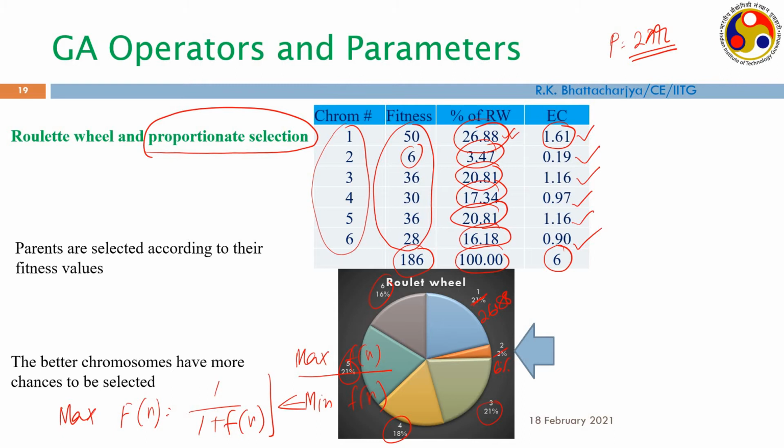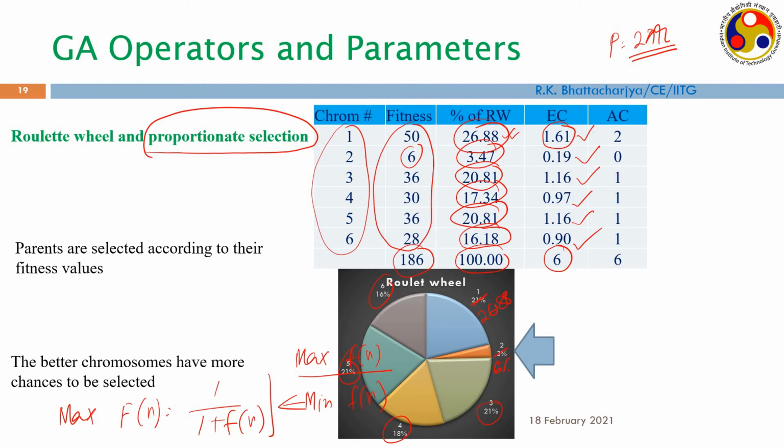So what I am doing is calculating the expected count based on their fitness value. The expected count of the first solution is 1.61. How am I getting it? I am getting this 1.61 from 26.88% of 6. Now this is the expected count, but you cannot select 1.61 solutions. A solution is either selected or not selected, so its value has to be an integer.